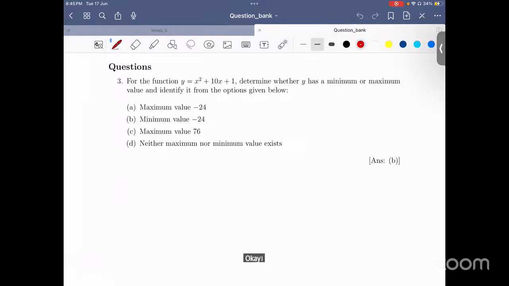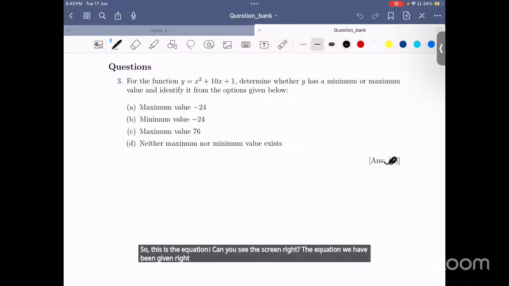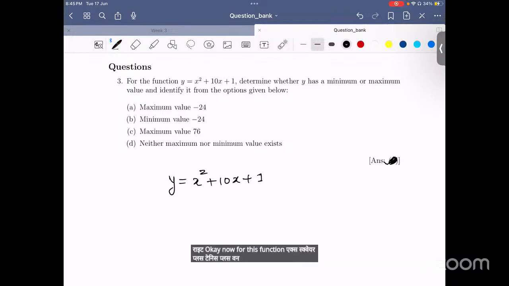Okay. So this is the equation. Can you see the screen? The equation that you have been given. Now, for this function, y equals x square plus 10x plus 1, first tell me whether this parabola will go upward or downward. Upward. This will go upward. What do you think, does the function have a minima or a maxima? Minima.